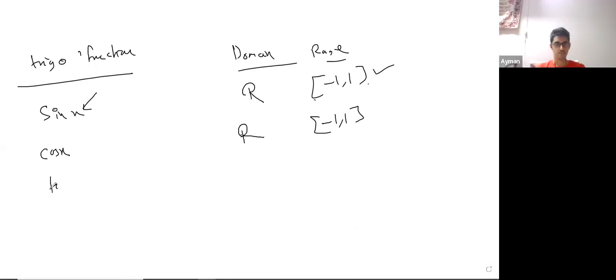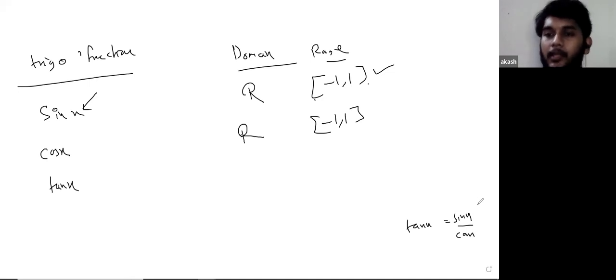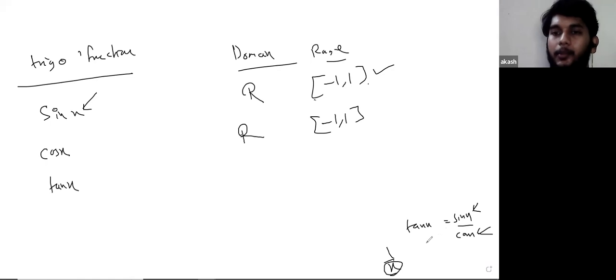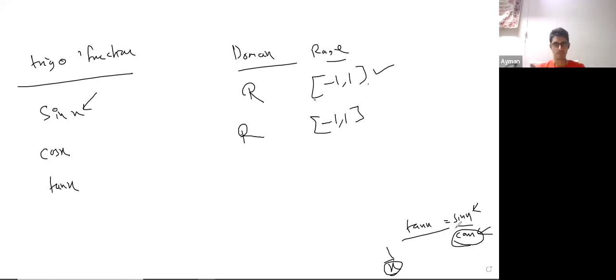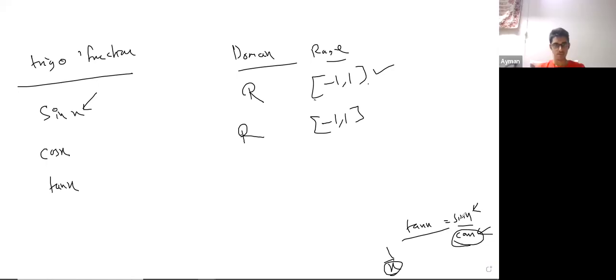Okay. Tan x is sin x upon cos x, right? So we can think about this like this. Sin x takes anything, cos x takes anything, right? But we just saw 1 upon x, x cannot be 0. So in here also cos x can never be 0, because as soon as cos x becomes 0, tan x becomes infinite. So wherever cos x becomes 0, we have to exclude that from the domain. We have to delete that from the domain.